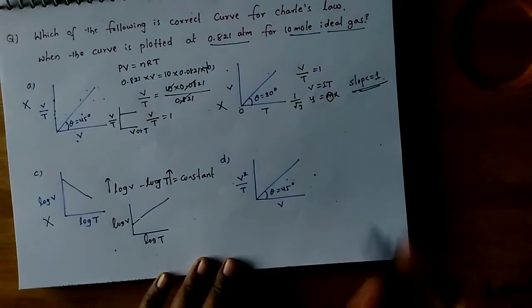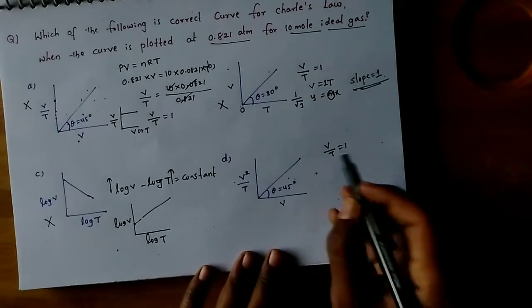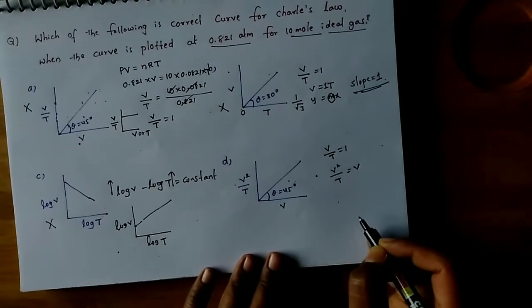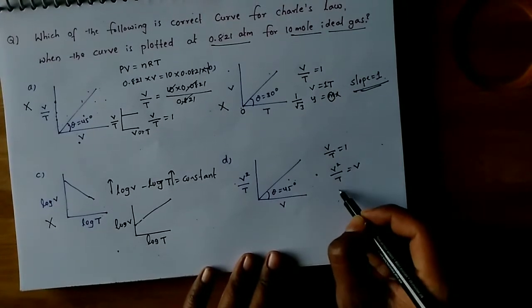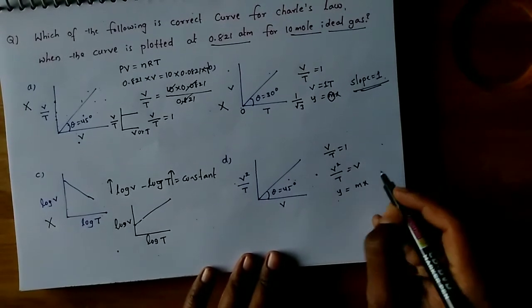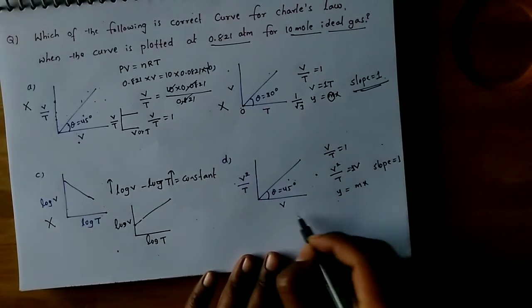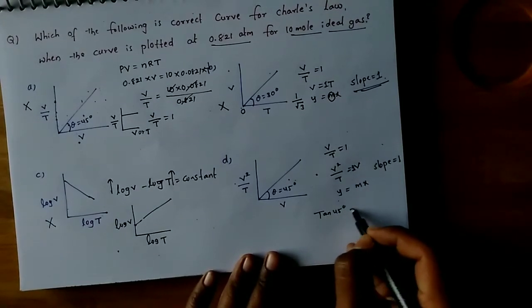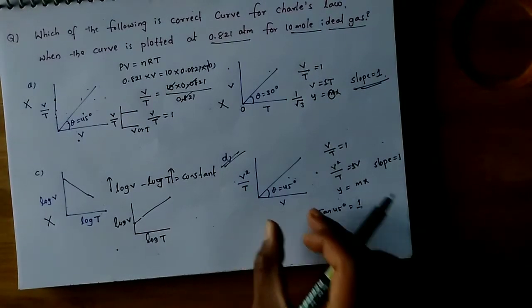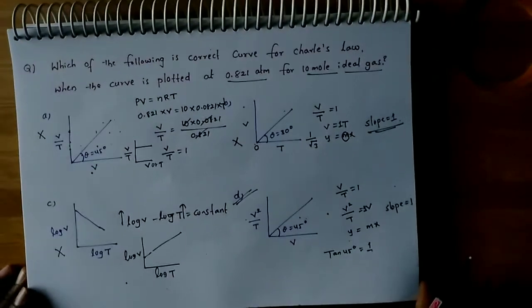And see option D. Let us see, V by T equal to 1 from the given data. On both sides I am multiplying with V. So V square by T equal to V. This is in the form of y equal to mx, so the slope must be 1. Tan 45 degree, how much? That is 1. So this option is correct. This is the exact graph plotted at the given conditions. Okay, right.